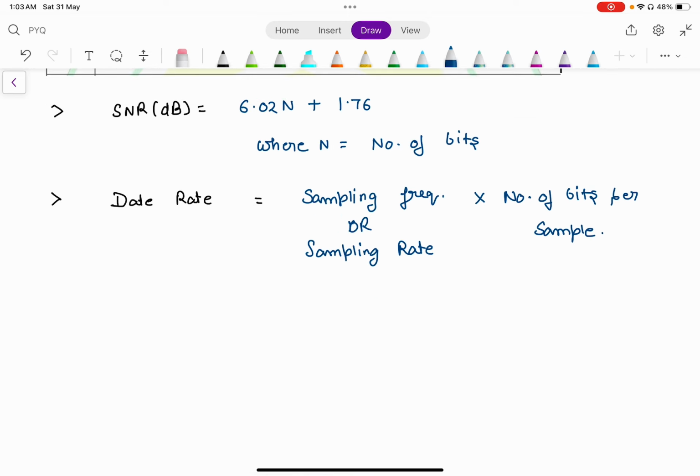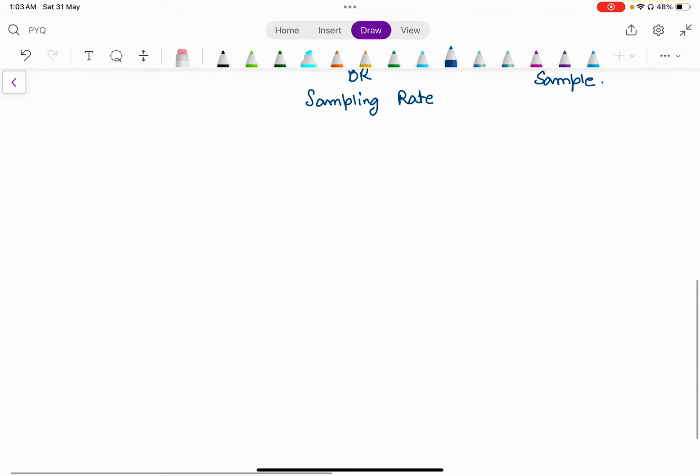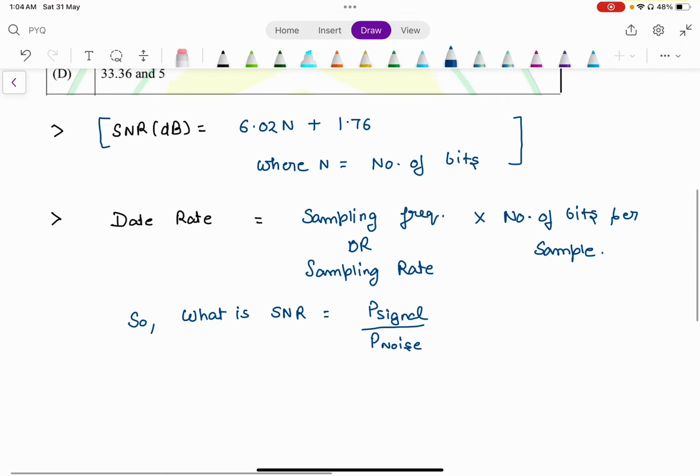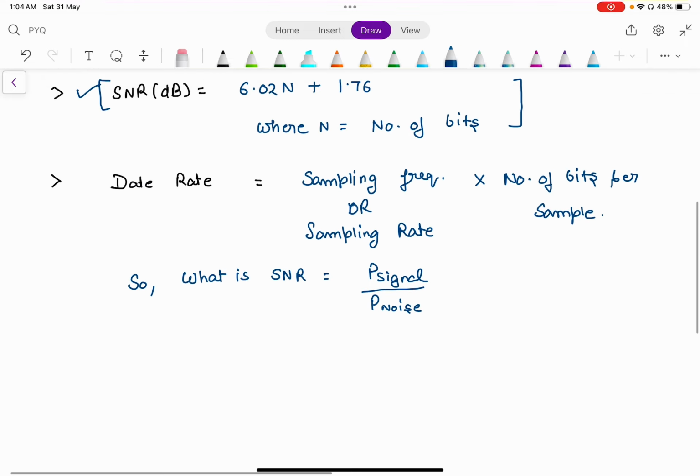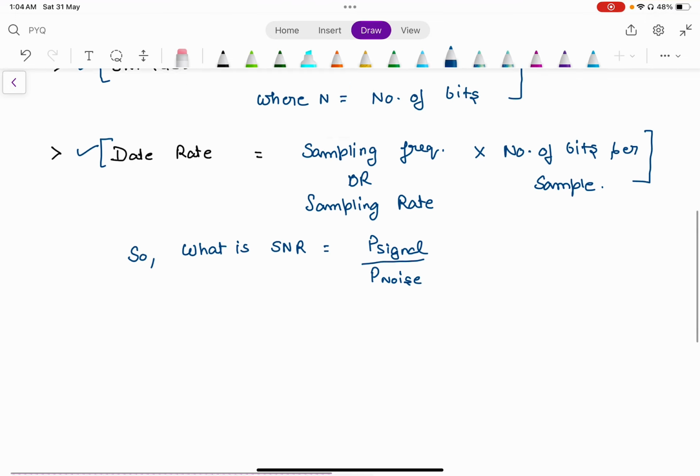Now if we look at this SNR in dB, we will use the generalized form. So what is SNR, which is nothing but signal power to the noise power. I am just showing where this formula came from. In order to handle other types of questions, you should be aware of the basics of this SNR.